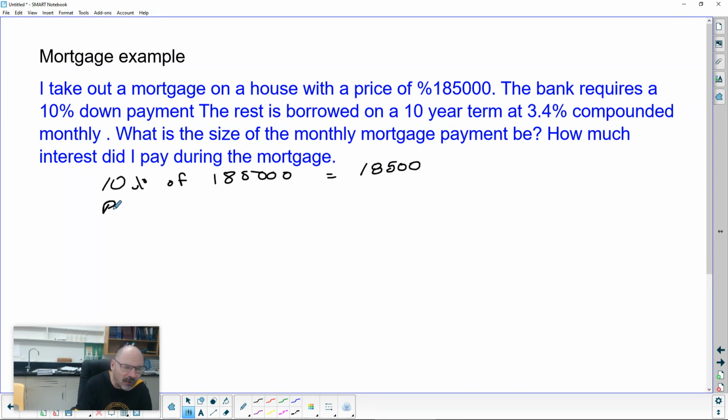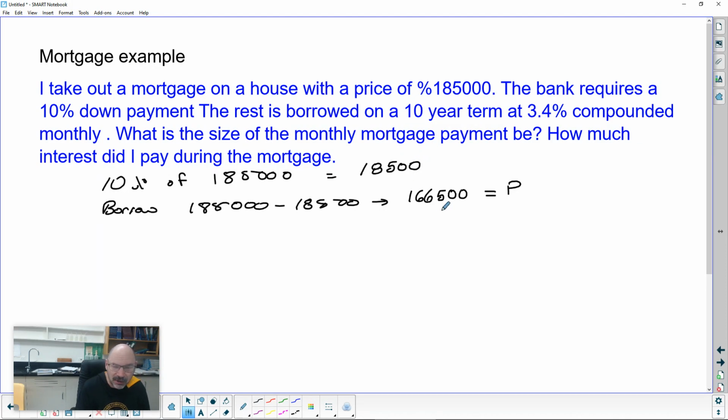So we've got to borrow $185,000 subtract 18,500. So we still need to borrow 166,500. Okay, so that's what we're going to borrow. Now, that's going to be our principal amount. Okay, and we're going to borrow it over a 10-year period of months.